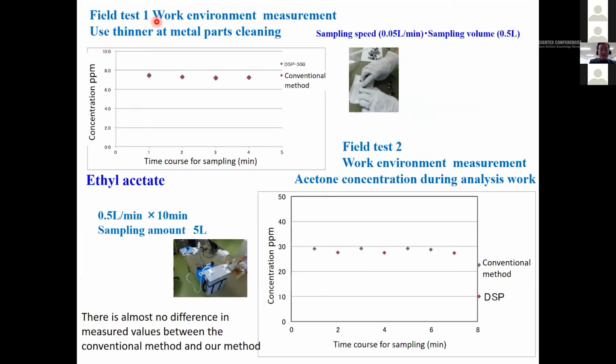This is a field test for ethyl acetate. This is the time course of sampling. This is the concentration. The red point shows the conventional method, the blue point shows our method, and both results are almost the same. And this is another test for acetone. There is almost no difference in measured values between the conventional method and our method.